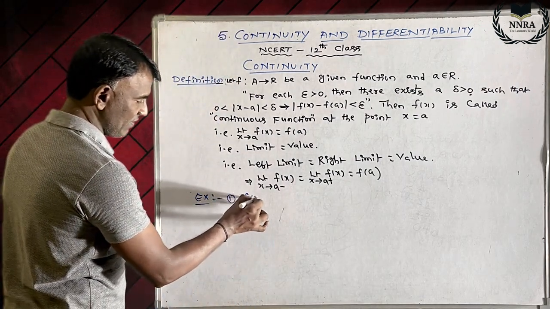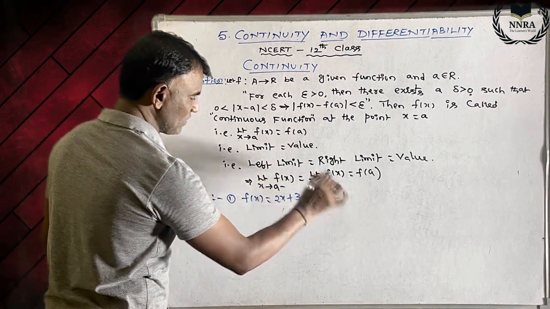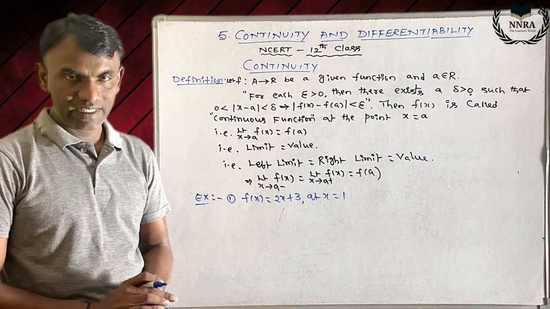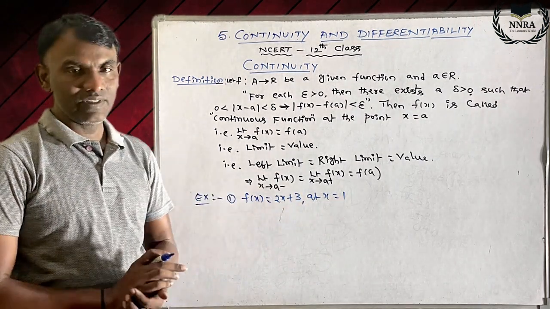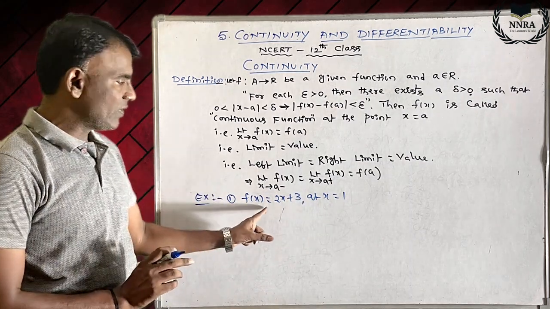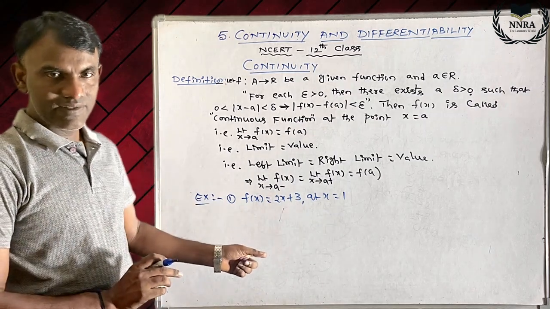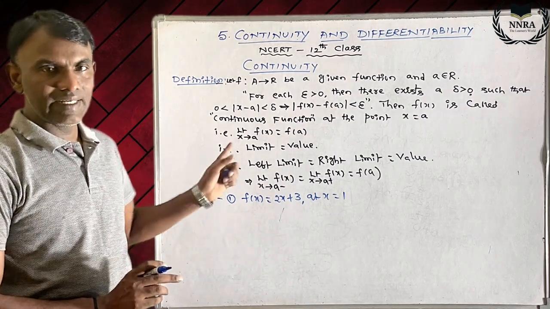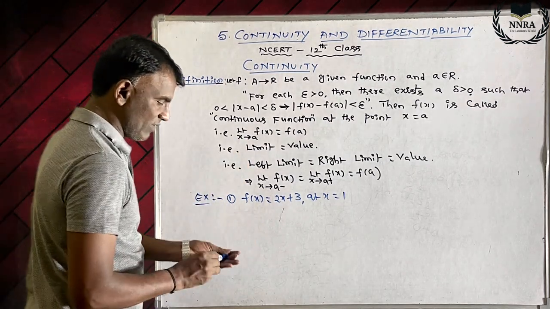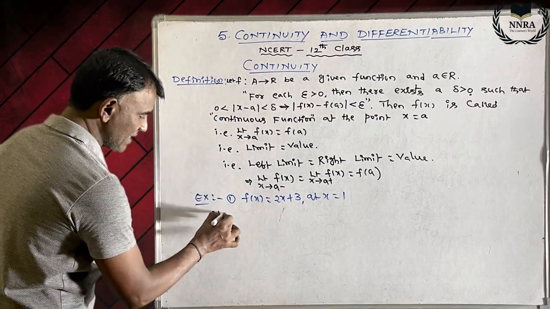Suppose f of x equal to 2x plus 3 and x equal to 1. This is the given function. Function is f of x equal to 2x plus 3. Point is x equal to 1, nothing but x equal to a. See, in this, the function is given, and of course the point is also given. In this case, no need to find left and right limits. Directly we write limit and value. We find both. Now what is the point here? 1.